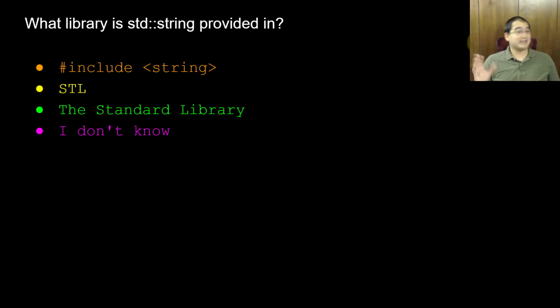So I would accept either of the first two answers here. It's in the string library, but that string library is part of the standard template library. No, it's called the standard template library. The T there is important. It's not the standard library. There really isn't a standard library per se for C++.